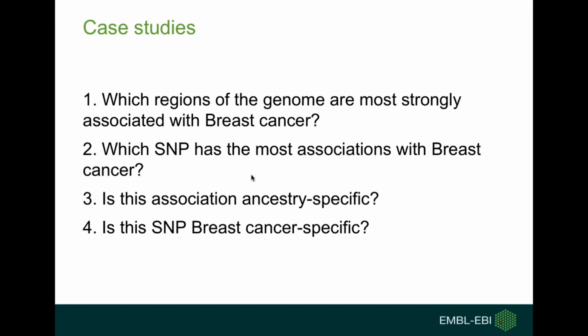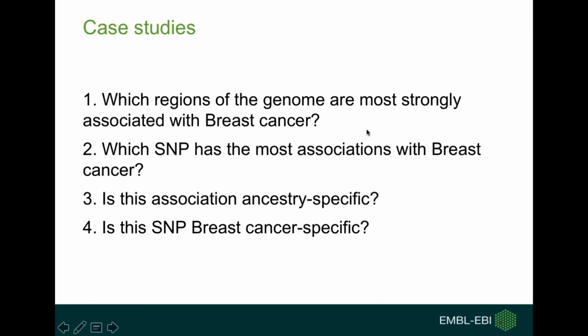The question here is, which regions of the genome are most strongly associated with breast cancer? Second question is, which SNP has the most associations with breast cancer? Is this particular association ancestry specific, and is it breast cancer specific?